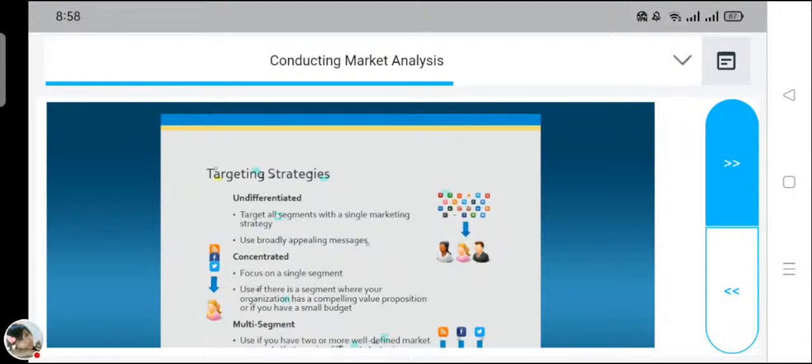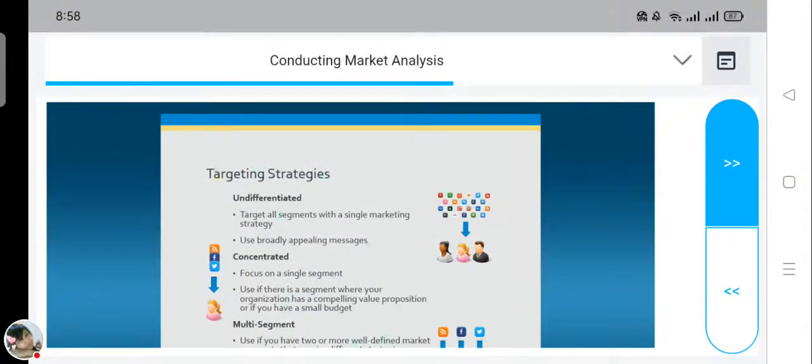A multi-segment is the approach where you have multiple segments you're going to target with different marketing campaigns. You'd have to have very well-defined market segments to do that, and you'd have to make sure you have the resources because you've basically got to create a unique campaign on social media for each of these segments. Okay, so once you have segmented, then you have to decide who are we going to target.